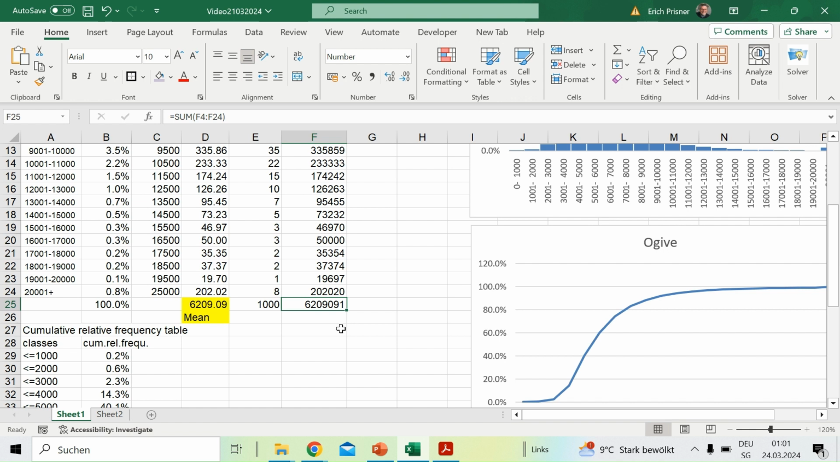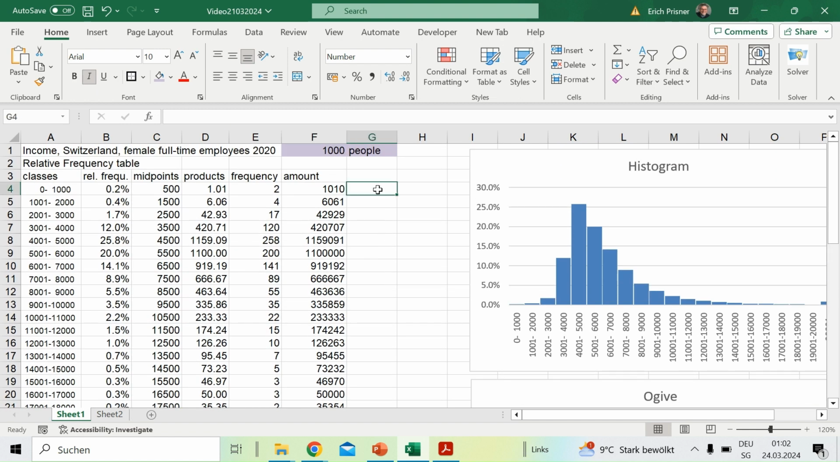And of course, it's not a coincidence that it's just 1,000 times this value here. So 1,000 times mean would be the total amount. Maybe I make this italics to show a little that this is a sum. All right. So we have 6.2 million francs per month, assuming we have 1,000 people.